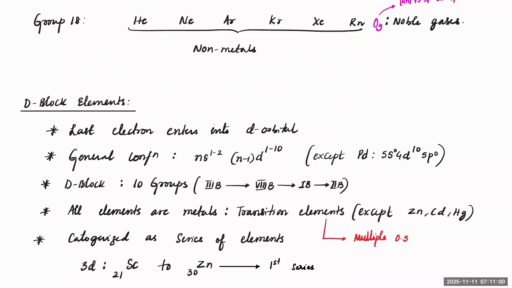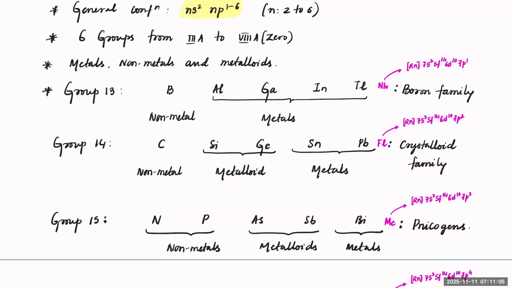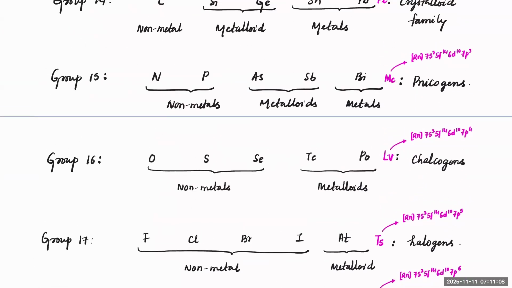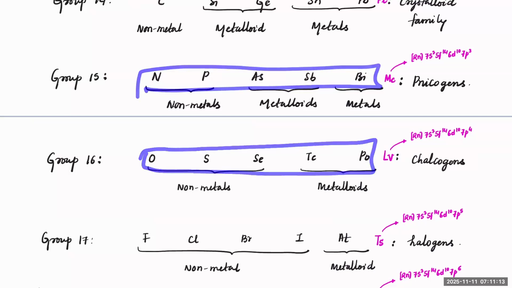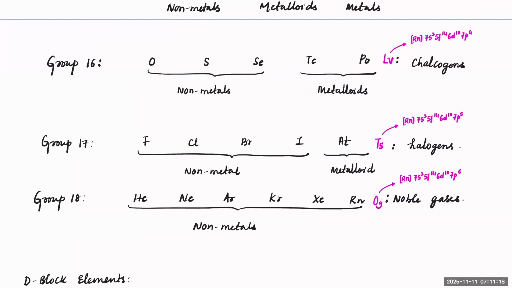Next, see, these are the group elements if you compare. Group 15 has nitrogen to bismuth. Group 16 has oxygen to polonium, group 17 fluorine to astatine, and group 18 is helium to radon. Okay. The last element is Og, which is 118. Clear? So that completes the table.